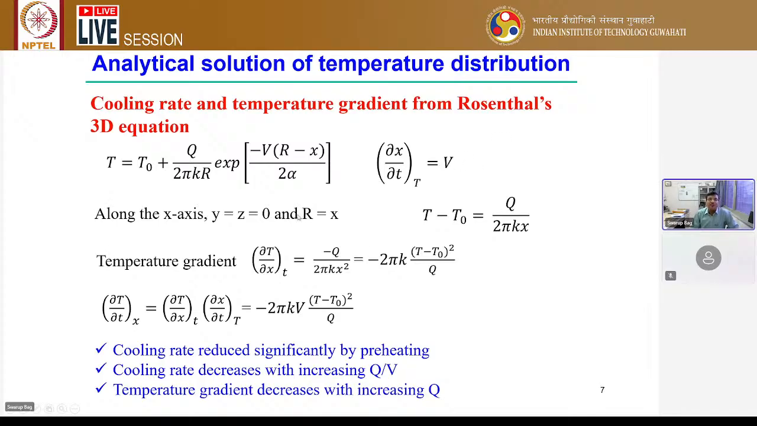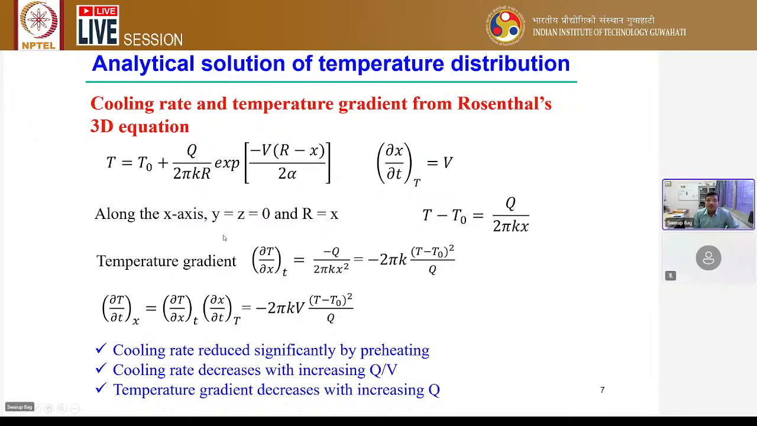And if you consider along the x-axis, along the x-axis we indicate y equals 0 and z equals 0. And R we can calculate as the square root of x squared plus y squared plus z squared. From there we are getting R equals x along the x-axis. So once you put this value in this equation, you reach T minus T0 equals Q by 2 pi K x, because R equals x. So this is the temperature difference we are getting here. That T0 is the initial temperature, or maybe the reference temperature, we can say.